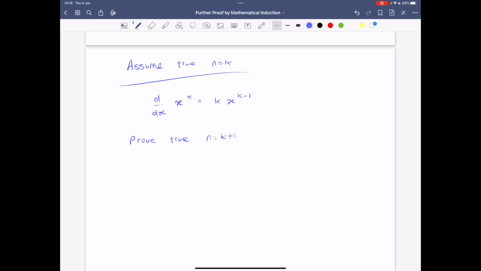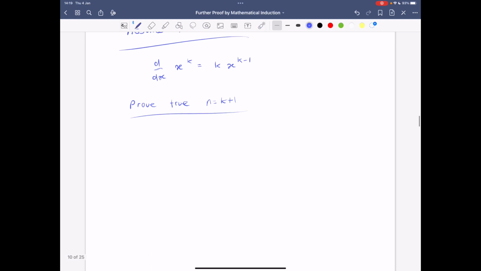So as we can see, it's the same process, but this time we haven't actually gotten a sequence of numbers added together. We've got some sort of calculus result, but we can still apply the same process. So we're going to attempt to find d by dx of x to the k plus 1, and we're required to prove that it's equal to k plus 1, x to the k plus 1 minus 1, which is x to the k. Now, d by dx of x to the k plus 1, well, we could split that into x times x to the k using our law of indices. And then we could apply the product rule.